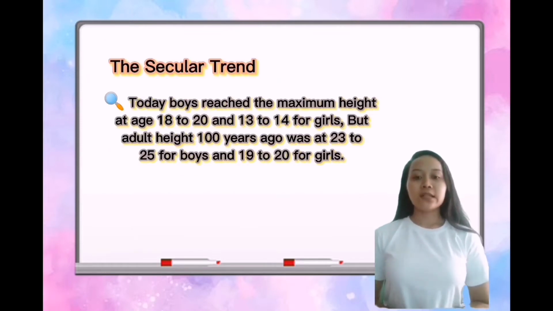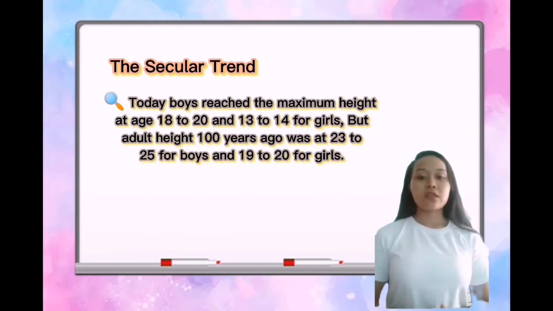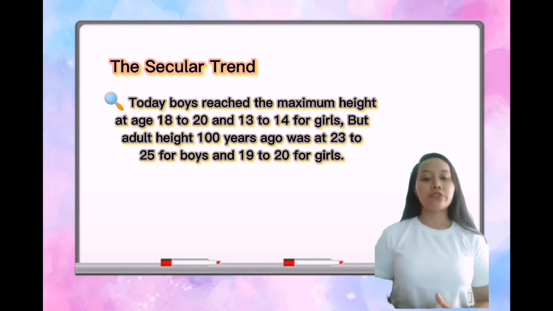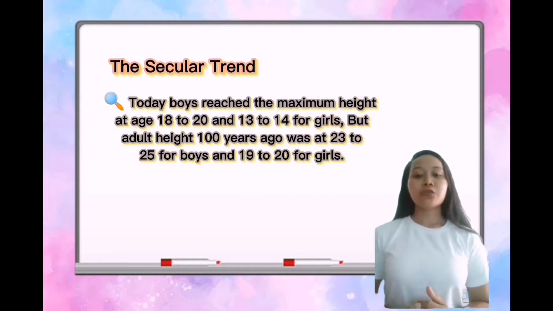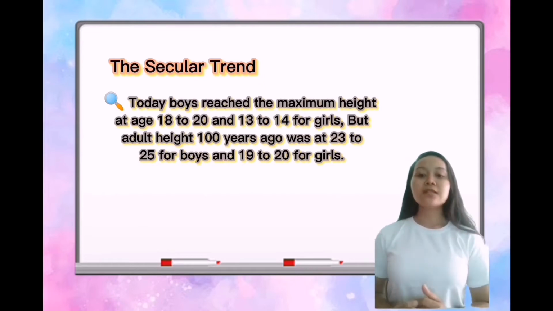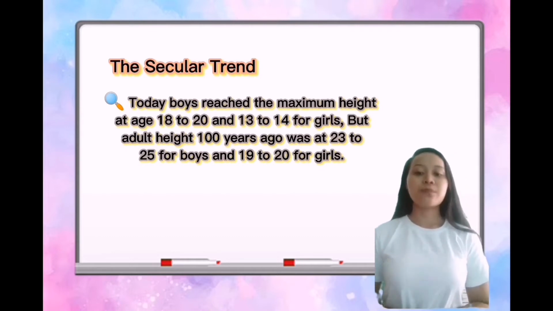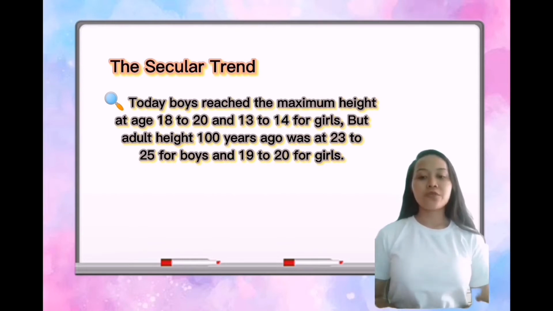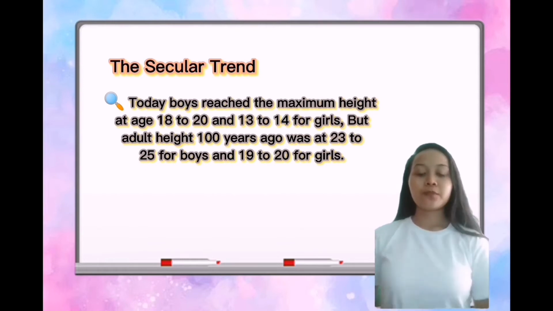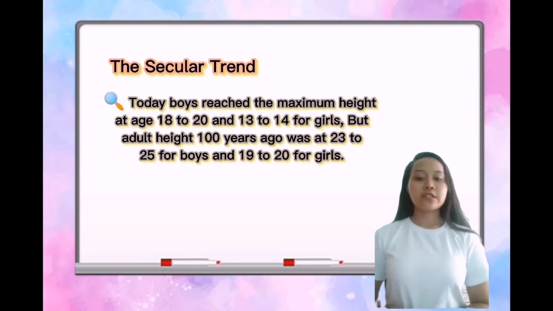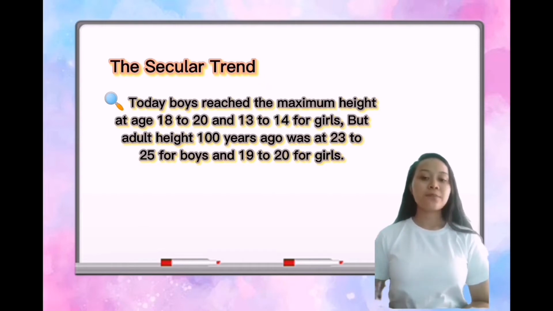The secular trend is a phenomenon of more rapid physical maturation during this century. Today, boys reach the maximum height at the age of 18 to 20 and 13 to 14 for girls. But adult height 100 years ago was at 23 to 25 for boys and 19 to 20 for girls. The secular trend is ascribed to varied factors, such as interaction of genetic and environmental influences, improved healthcare and living conditions.